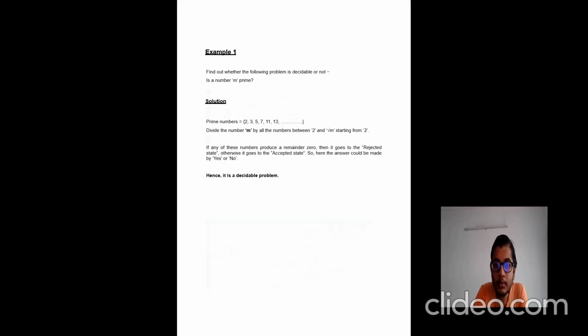So now, example 1. Find out whether the following problem is decidable or not. Is a number m prime? Prime numbers are 2, 3, 5, 7, 11, 13, etc. Divide the number m by all the numbers between 2 and root m, starting from 2. If any of these numbers produces a remainder 0, then it goes to the rejected state, otherwise it goes to the accepted state. So here the answer can be given as yes or no. Hence it is a decidable problem.